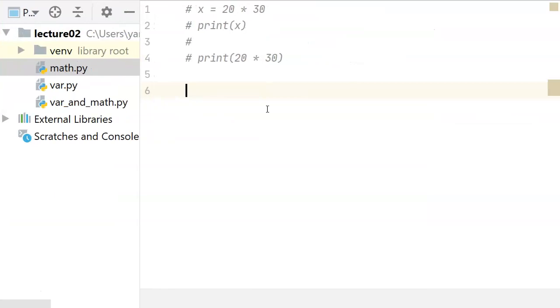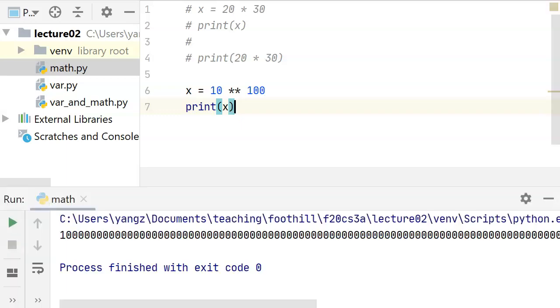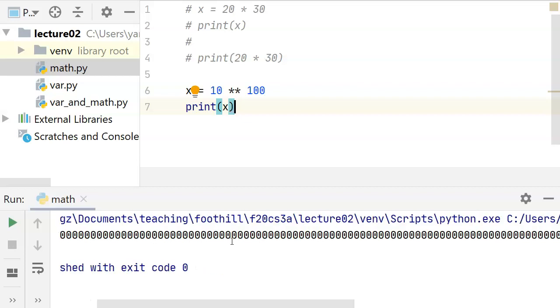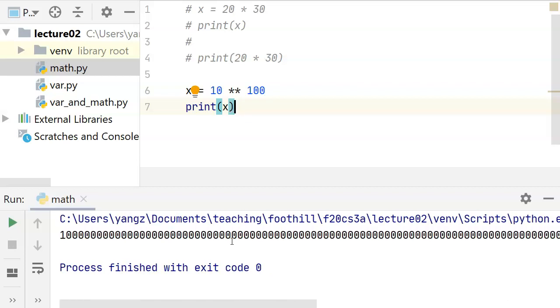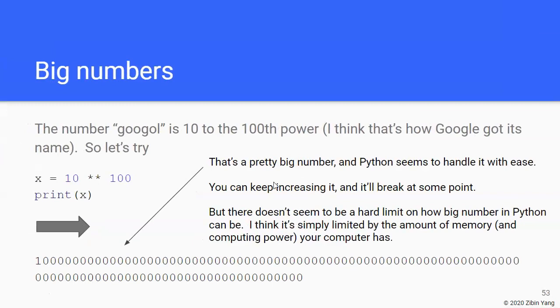If we want to do that, we can type this out, 10 raised to the 100th power, and print this number out and see what it is. So let me run that. And that is a 1 followed by 100 zeros. As you can tell, Python doesn't break a sweat. It just says, okay, I'll print out this really humongous number here.